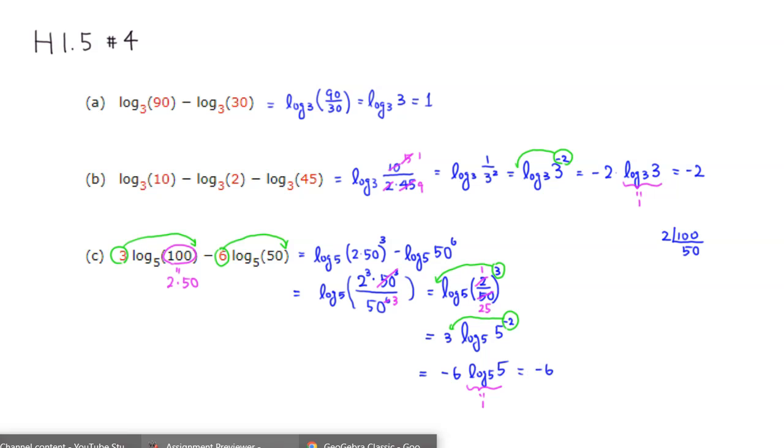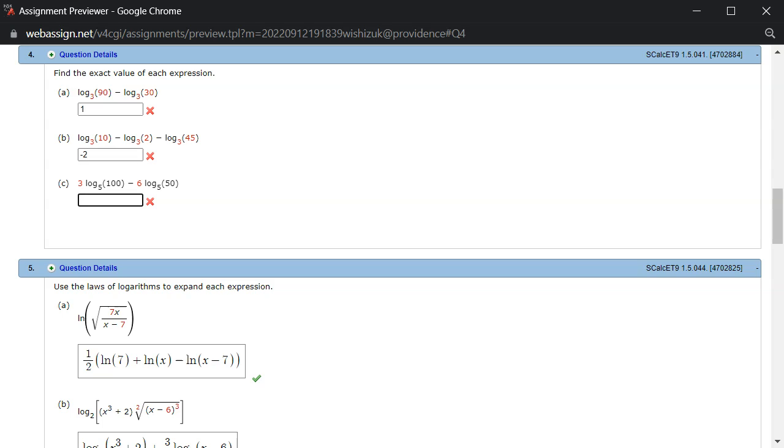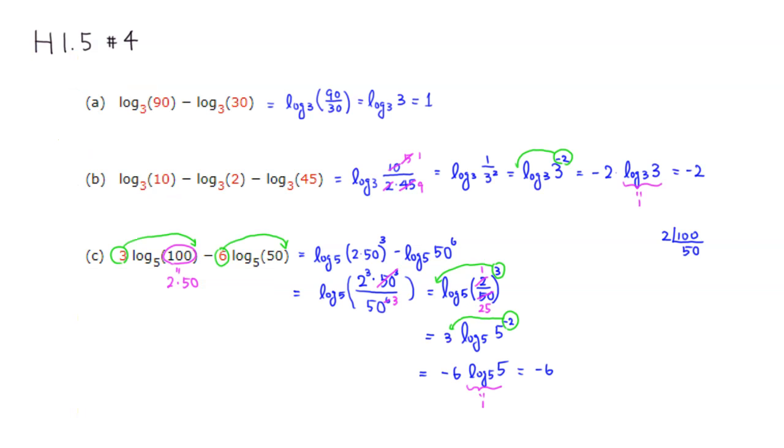All right, so let's type it in. We have negative 6. Let's check the answer. It came back and looks like we got all 3 parts correctly. All right, that's it. I hope that this was clear.